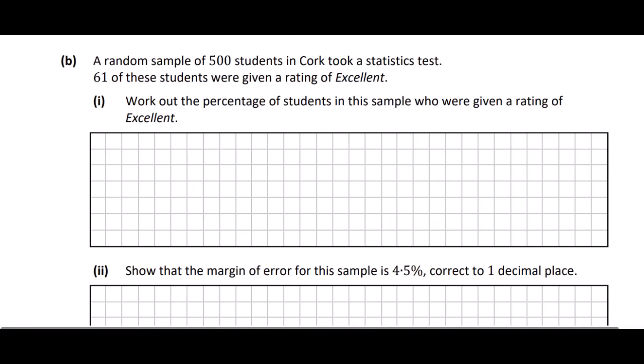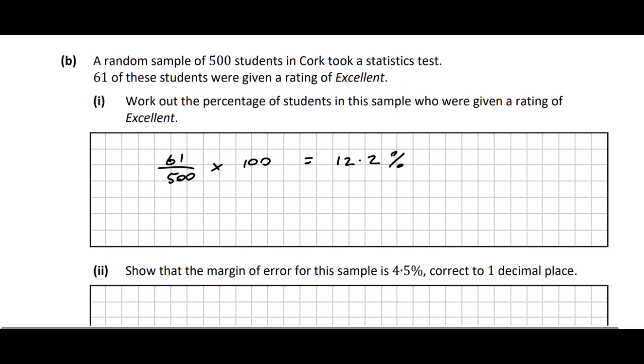A random sample of 500 students in Cork took a statistics test. 61 of these students were given a rating of excellent. Work out the percentage of students in this sample who were given a rating of excellent. So what we've got to do here is just take the 61, put that over 500. So it's 61 over 500, multiply that by 100, and that gives you a percentage of 12.2%.